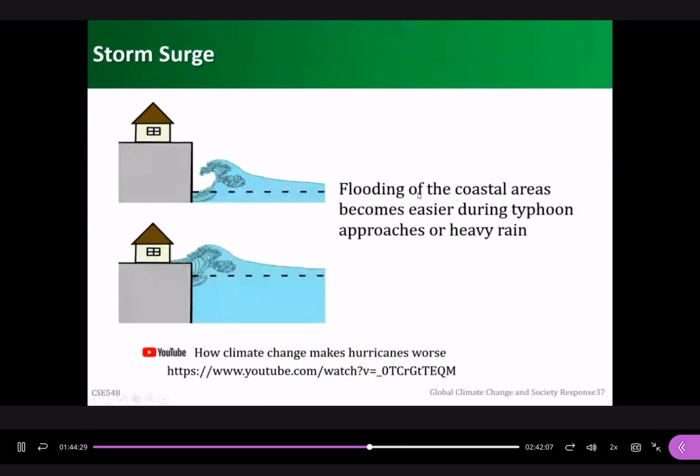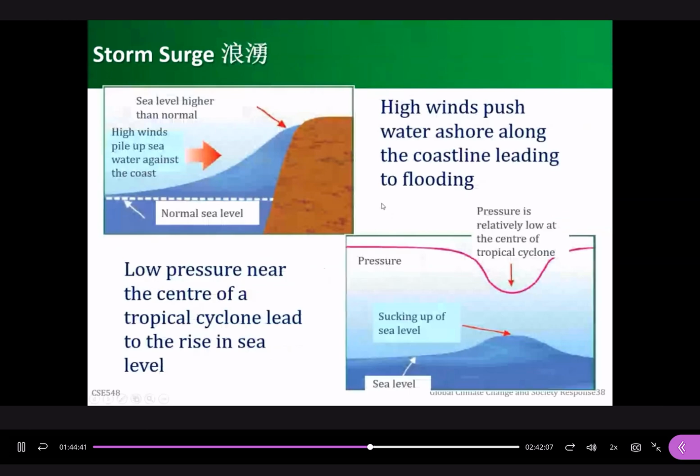Here is the storm surge, the flooding of the coastal area by typhoon. The storm surge here means the flooding from the sea. This is caused by two mechanisms. The first one is the high winds. You can see here, the high winds will push the seawater against the coast, and then it will increase the sea level by just the wind. This is one way of how the storm surge affects the coastal system.